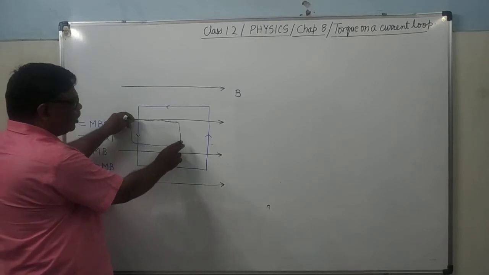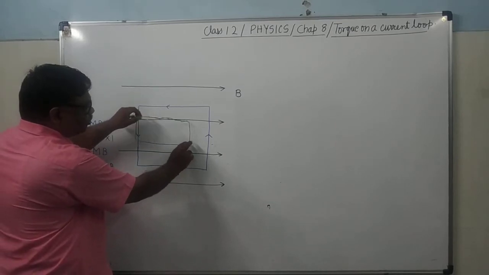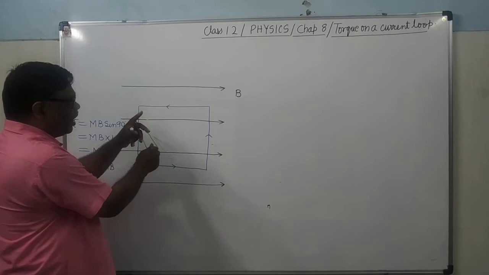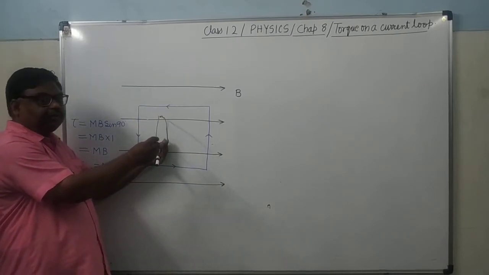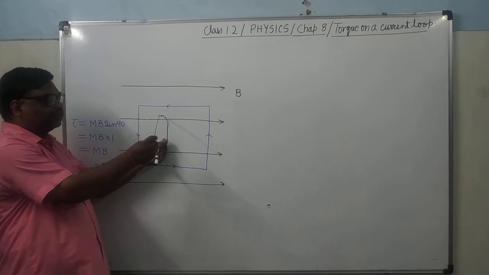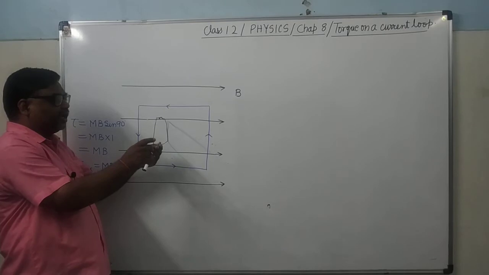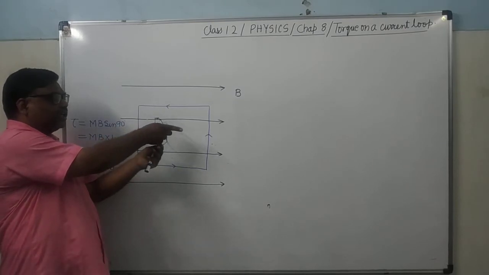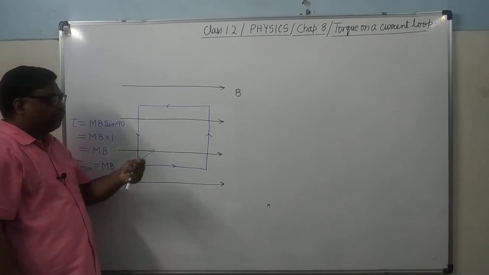Now suppose when torque acts upon it, it will rotate. Suppose it is rotating this way, and this is another position where the plane of coil becomes normal to the field lines. When it becomes normal to the field lines, what will be the vector M? Vector M is in this direction. Vector B is also in the same direction. So what will be the torque?